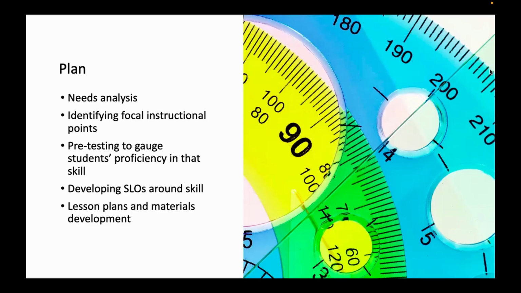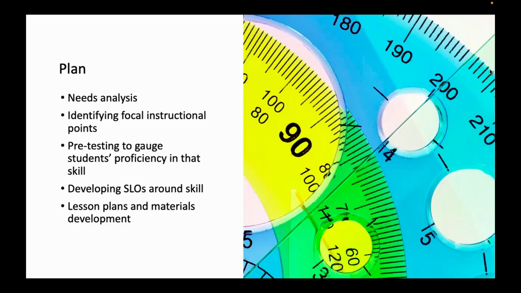What is your student's language level at the beginning? And this is a really important piece of action research, because if you want to make any claims for your intervention changing students' learning, you need to know what they knew before you did the intervention.